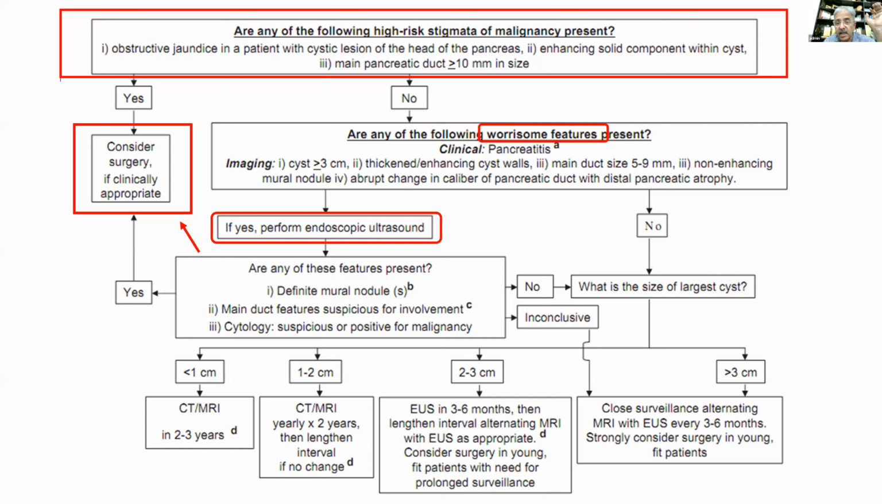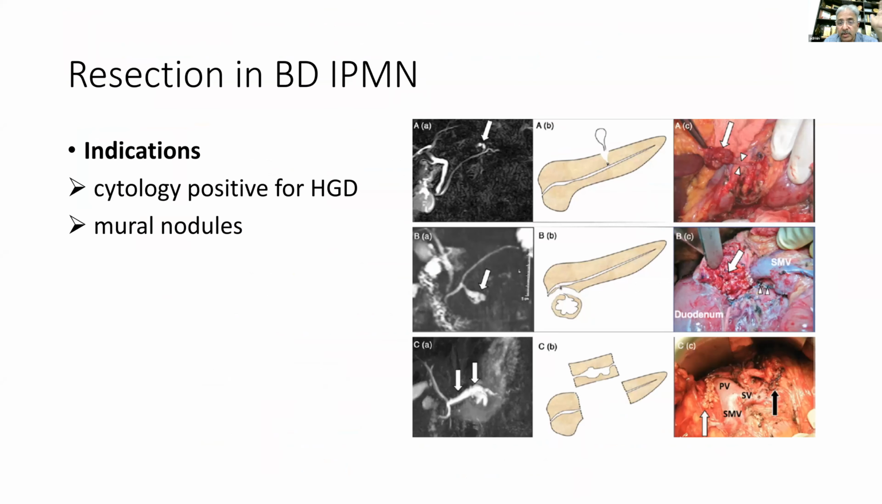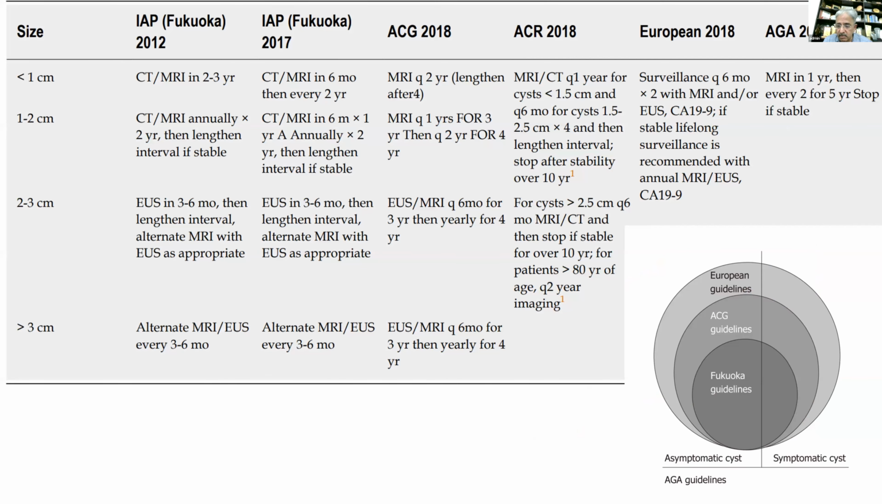For branch duct intraductal papillary mucinous tumors, again, if you have mural nodules, or the size is increasing beyond 5 centimeters, or if the cytology is positive for high-grade dysplasia or cancer, then you must practice some form of parenchyma-conserving resection. The big concern about IPMN is that we have so many guidelines published from the IAP, the American College of Gastroenterology, the European and the AGA, and none of these have actually been able to match each other. There's been a lot of difference of opinion, and that's a matter of concern.